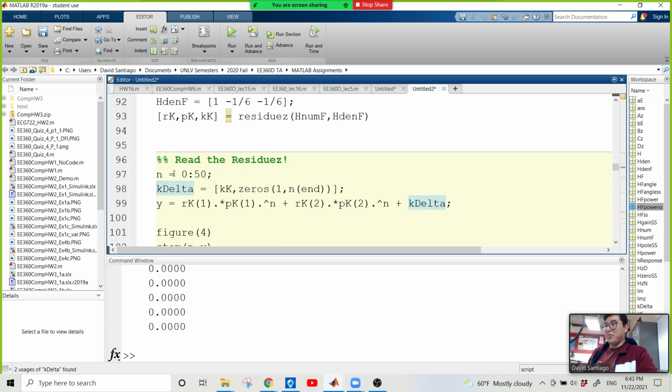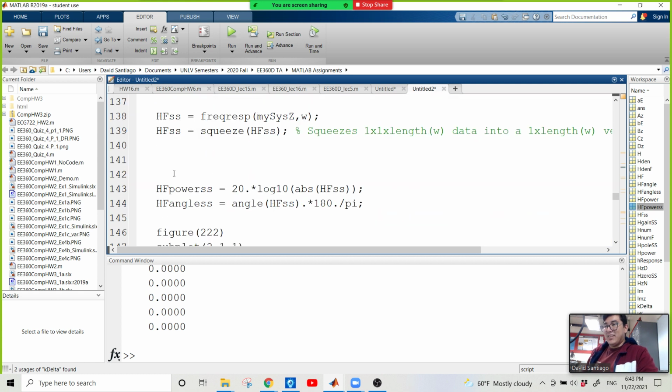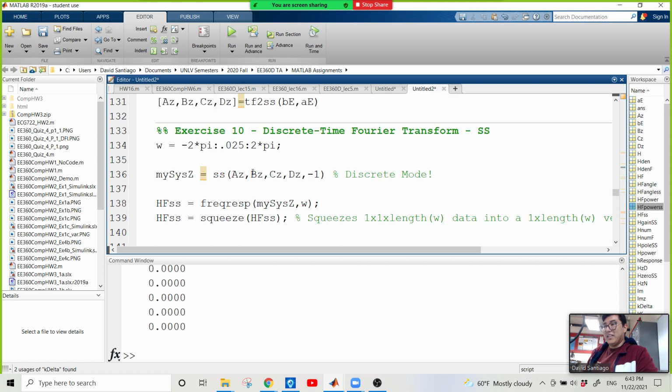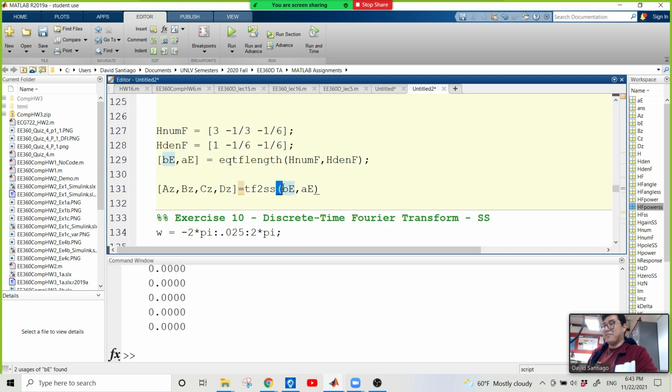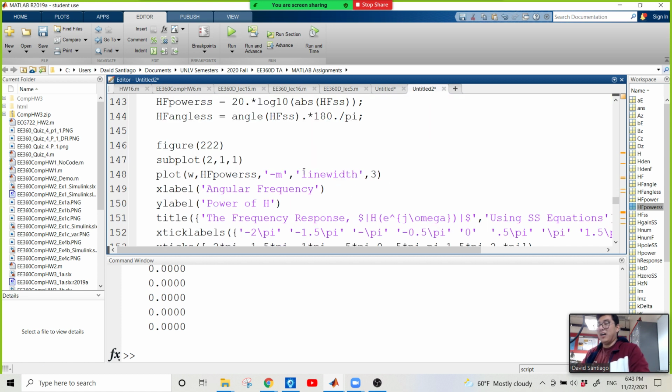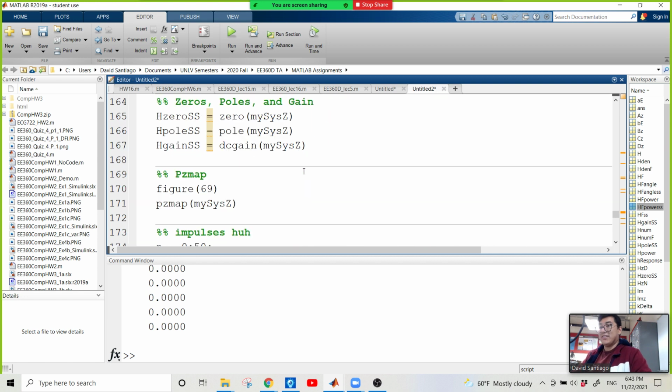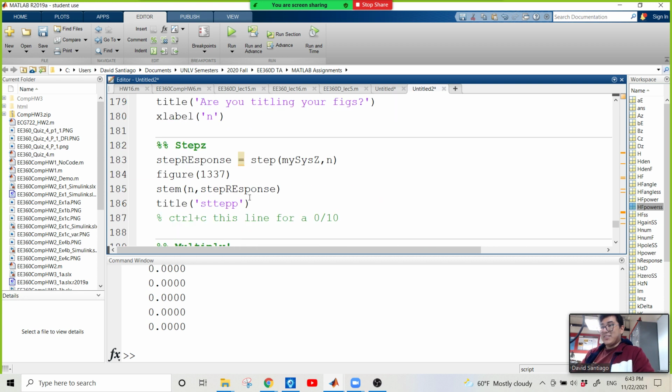As long as the only problem I would see is this is wrong. If this is wrong, then please check that. This is never wrong, or unless this is wrong. This is where the mistake would come from. But please make sure you check the first and second half. They all should match. And then here's your step response. Just step. Okay.